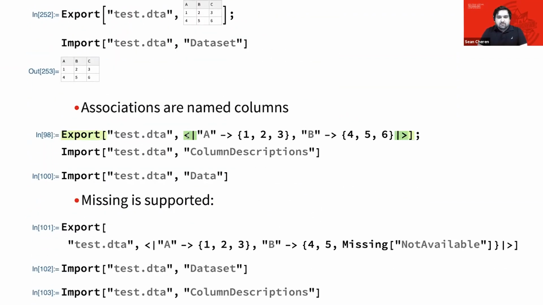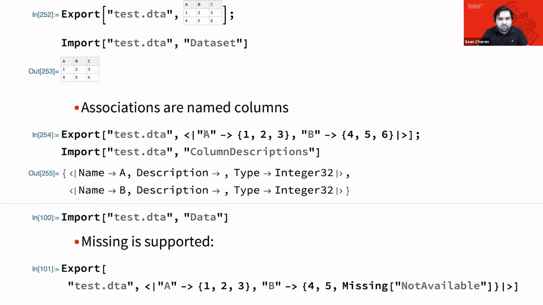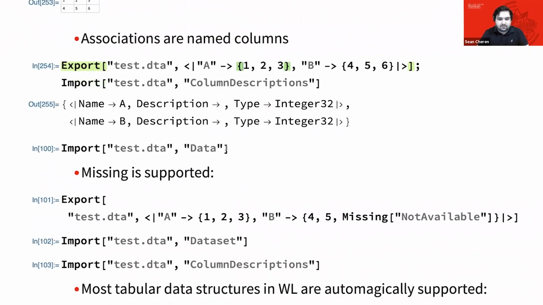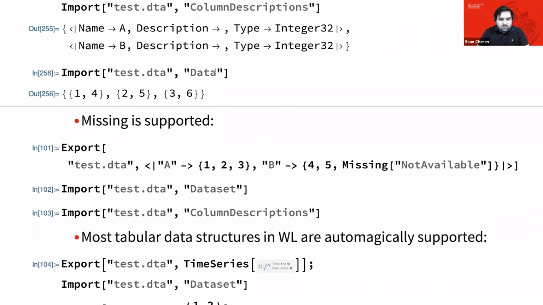We can also take associations of named columns. And this is kind of an exciting thing, actually. We're starting to think of data rather than just being lists of lists, but also something where you can give it a name and provide a column of data that can then be efficiently packed. So if you look at this, we exported a data set that has two columns named A and B, and they have a few data points in there. You'll also notice that we inferred the data type from the data itself. And moving on to data, you see that the data was exported in the columnar fashion that we expected.